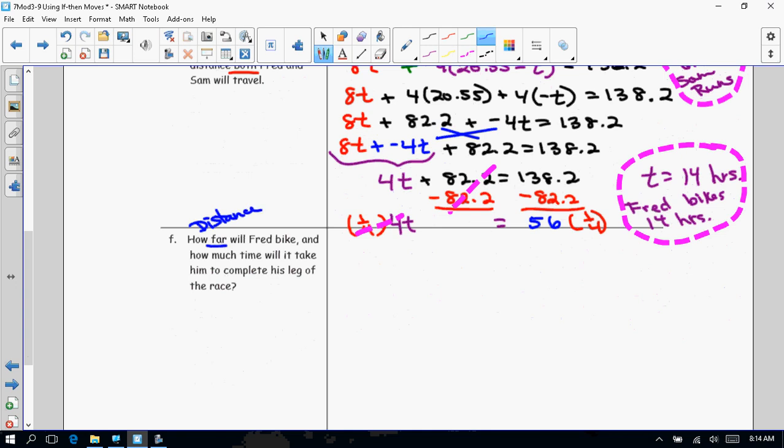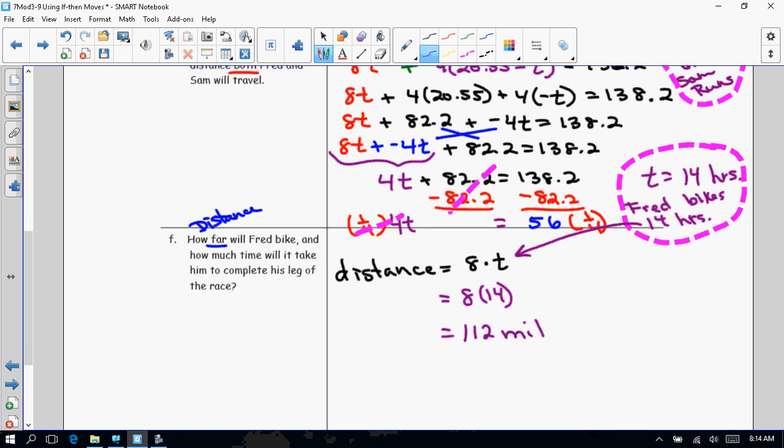How far will Fred bike? And how much time will it take him to complete his leg of the race? Well, we know how long it's going to take him, right? So all we have to do is use the formula. Distance is equal to 8 times t. Because I know what t is, boom, from right here, I can just drop it in. 8 times 14. How far is he going to go? He's going to go 112 miles.